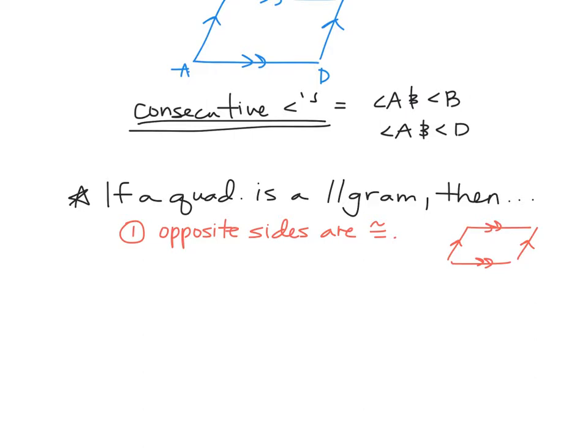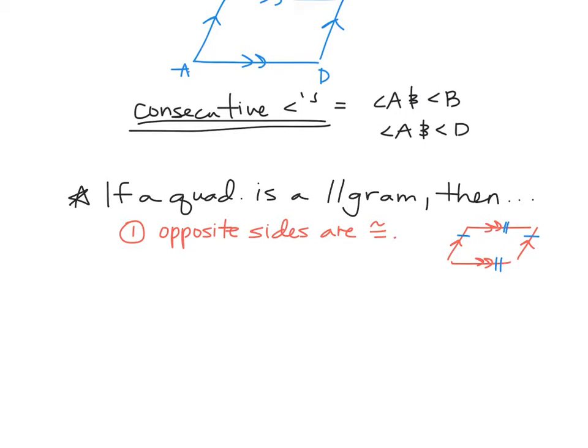So the thing I would know in this picture is these two sides are the same and those two sides are the same. Okay, so that's the first one. Opposite sides are congruent if it is in fact a parallelogram. Okay.